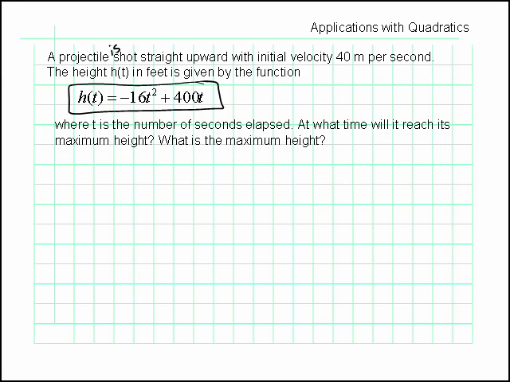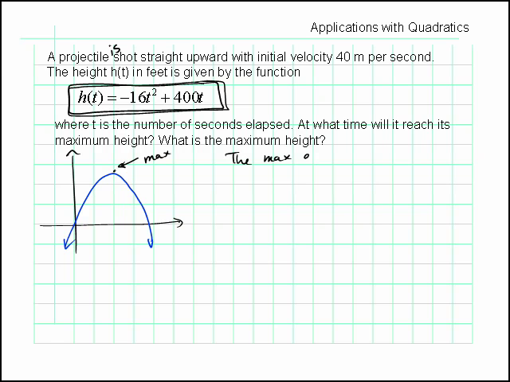So this is a maximum problem again. Notice that this quadratic here represents a parabola which opens downward again, and so it would look something like this. It has a maximum height which occurs at the vertex. And so if I want to know the maximum height of the projectile, all I have to do is find the vertex. The maximum occurs at the vertex. I'll use my line of symmetry method, negative b over 2a.